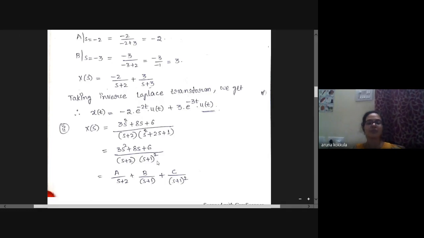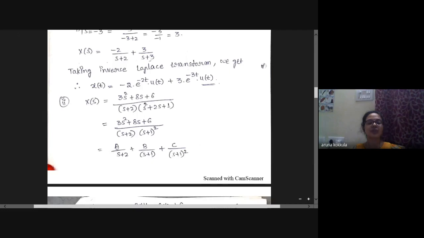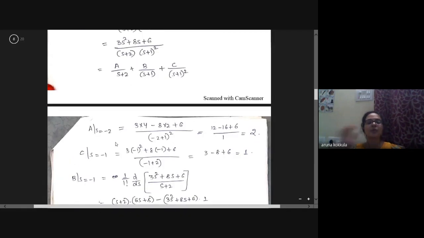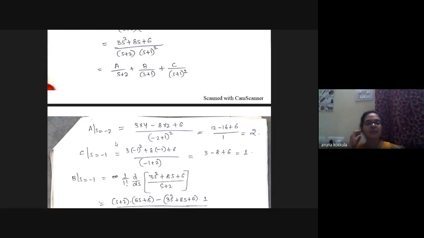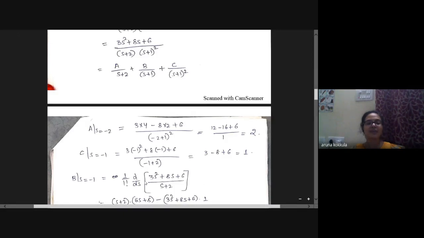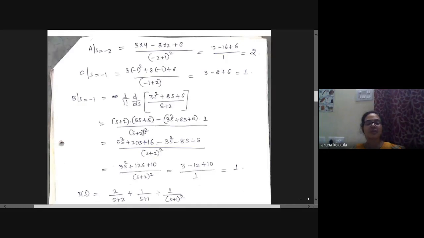which is repeated two times. So to find out the coefficients, you need to consider a by s plus 2 plus b by s plus 1 plus c by s plus 1 whole square. I can find out the coefficients a and c directly by substituting s is equal to minus 2 and s is equal to minus 1 in the above function, whereas b is for a multiple pole, that is s plus 1. For that, I need to use the formula, that is 1 by 1 factorial into d by ds of the remaining function other than s plus 1 whole square. After doing the differentiation with respect to s, substitute s is equal to minus 1. I got the answer as 1.